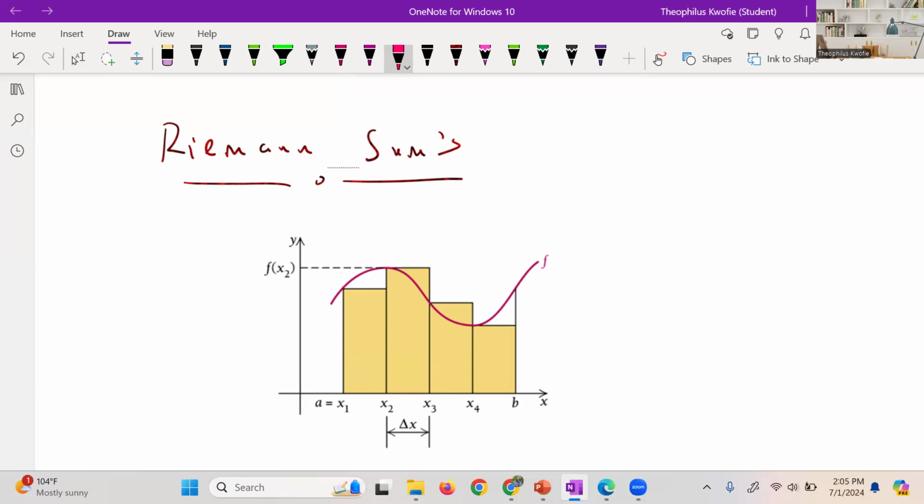Then according to Riemann, the more rectangles we have under the curve, and our curve here is f, the better the approximation of the area under such a curve. So we are going to have a lot of rectangles. The more rectangles you have under the curve, the better the approximation. That is what Riemann is saying, and that is what we are going to look at.